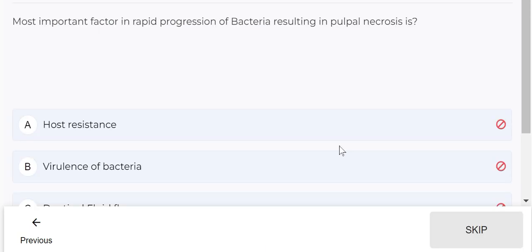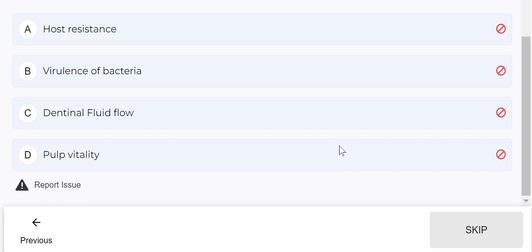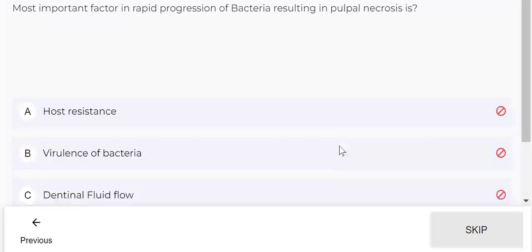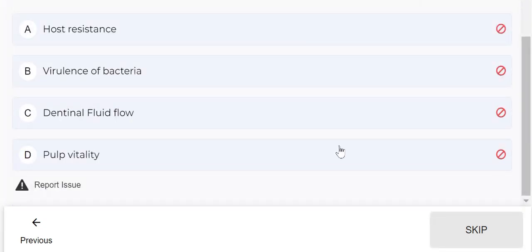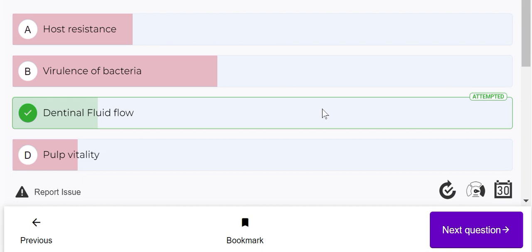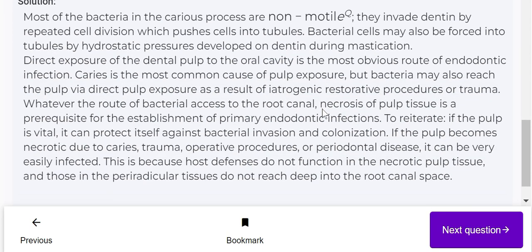Most important factor in rapid progression of bacteria resulting in pulpal necrosis is host resistance, virulence of bacteria, dentinal fluid flow, and pulp vitality. The correct answer is dentinal fluid flow. Most of the bacteria in the carious process are non-motile. They invade dentin by repeated cell division, which pushes cells into the tubules.